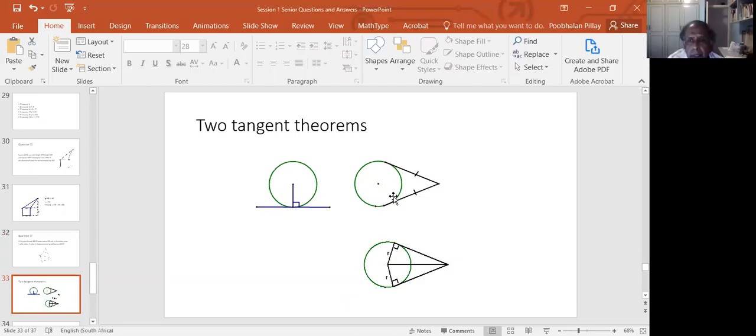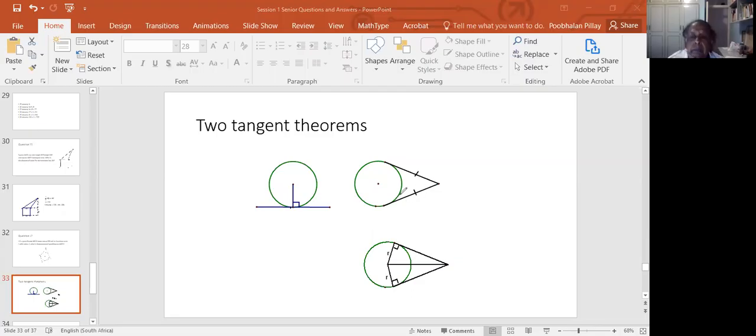So there are two important tangent theorems. In fact, there are three tangent theorems, but for the time being, we will look at two of these theorems. The one theorem says that if you take a tangent, it touches a circle at exactly one point, and if you take that point and join it to the center, that line is always perpendicular to the tangent. Right? That's the first result on tangents. And the other result is that if you've got a point outside the circle, then you can draw two tangents. It turns out these two tangents are always equal in length.